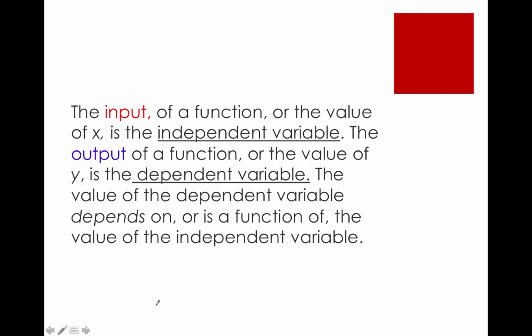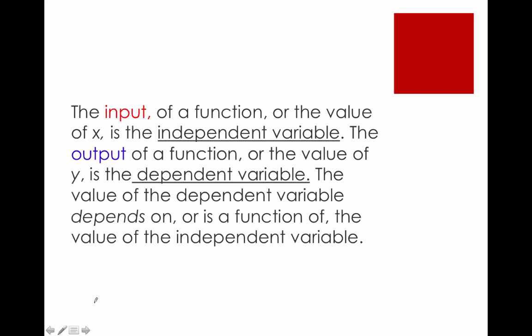an input of a function is the value of x. That's going to be my independent variable. My output, on the other hand, is the value of y, or my dependent variable. Remember, I had my function machine. My input, my x, was going to generate my output, or y. So that thing that went in was my independent variable, and the thing that came out was my dependent variable.